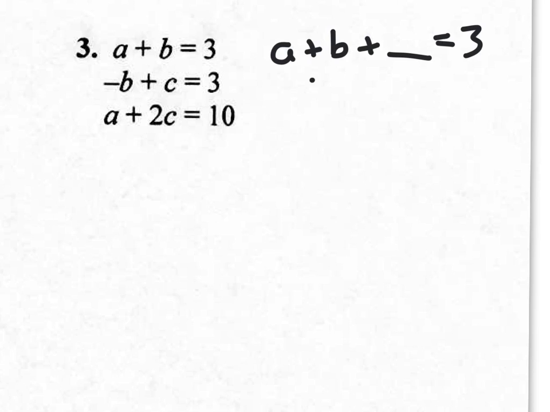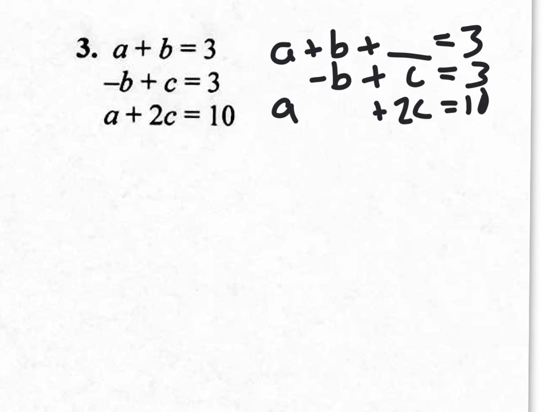The B value on this one is negative B. The C value is positive C on the second one, and then you have the equals 3 again. And the third one, you have your A value. You don't have a B value, so you leave a blank spot, and you do have a 2C equals 10. So maybe I should have just left a blank spot right here.